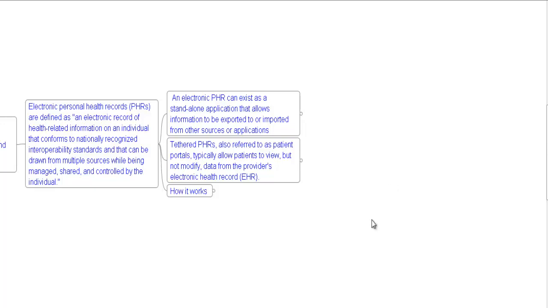Let's see the next. Tethered PHR, Tethered Personal Health Record System, also referred to as a patient portal, typically allows patients to view but not modify data from the provider's electronic health record, EHR.